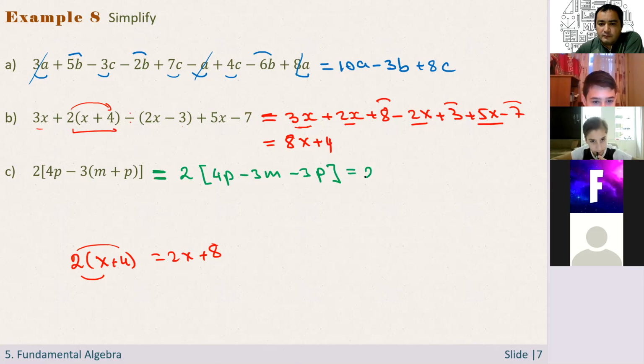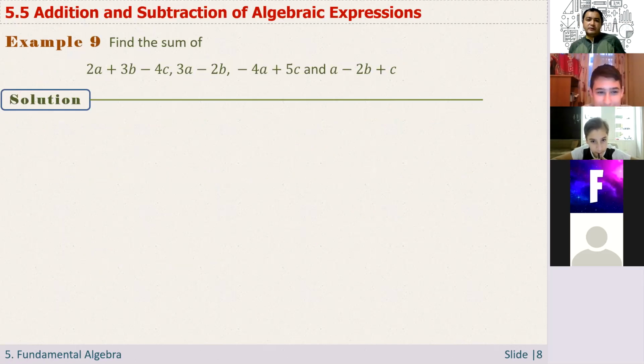Then inside the bracket we do 4p minus 3p, which is p, minus 3m. Then we expand: 2p minus 6m. That's it. Piece of cake. Easy cheesy. Let's continue.